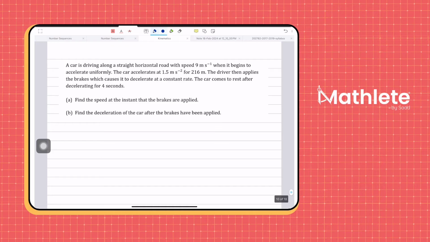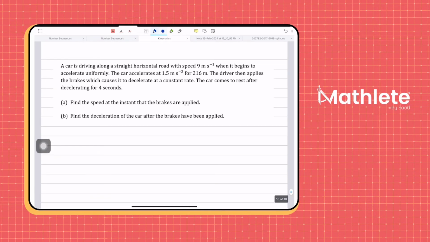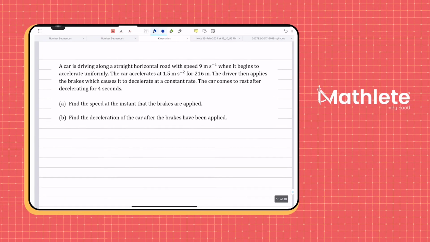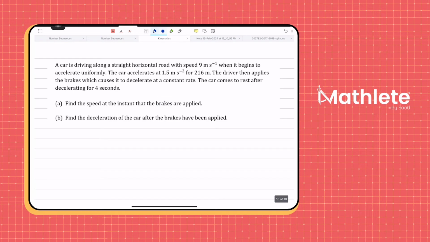This is a question very similar to past paper questions. Gradually we're heading towards past paper questions. We will do some past paper questions today. We won't do questions that involve gravity. We'll do questions that involve either a car or a train, stuff like that. So a car is driving along a straight horizontal road with speed 9 meters per second when it begins to accelerate uniformly.